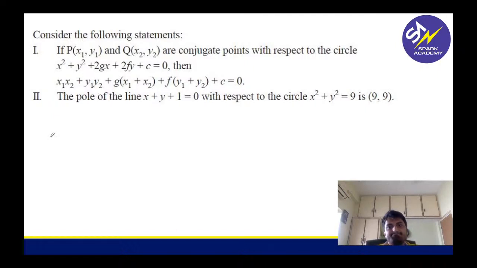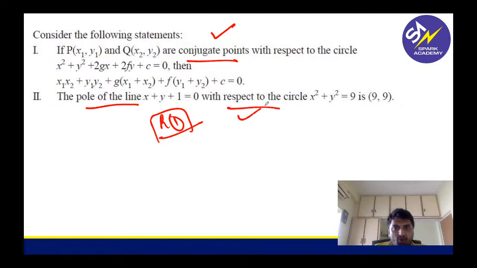Now tell me, guys, which question is this? Round 1, all concepts I discussed: conjugate points, how to find the pole, how to find the conjugate points. Everything I discussed in this. So tell me, conjugate means this is the condition, right? x becomes xx1, y square becomes yy1, 2g becomes g into x1 plus x2, 2f becomes f into y1 plus y2 plus c. So statement 1 is true.